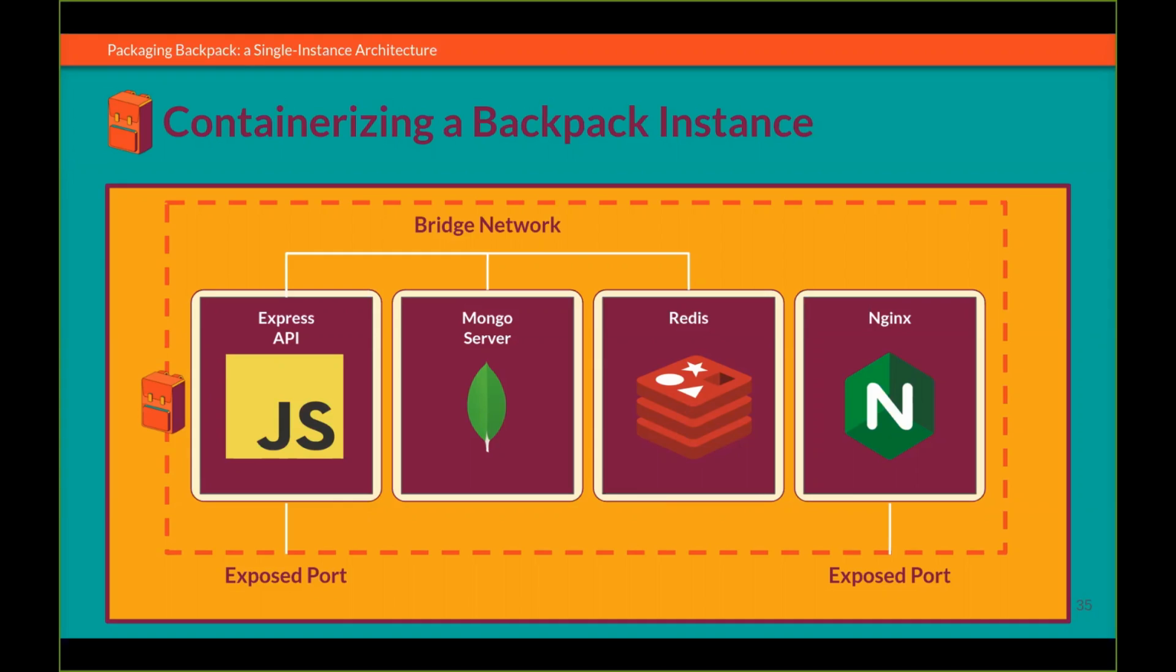So if we have all these containers living on the host machine, that's great, but they can't just live independent of one another. They need to communicate. So Docker provides networking capabilities. So we have a bridge network that we use to connect the Express API to the Mongo server and the Redis session cache. Notice the Nginx server isn't connected over that bridge network because it doesn't actually need to interact with any of the other components. Also, Docker allows us to map container ports to host machine ports. So we have a port exposed from the Express API and from the Nginx web server to listen to requests from the internet.